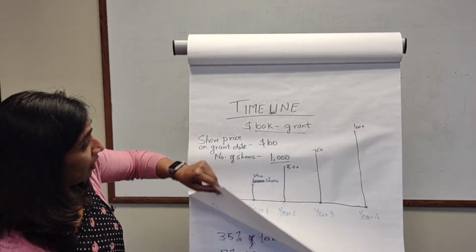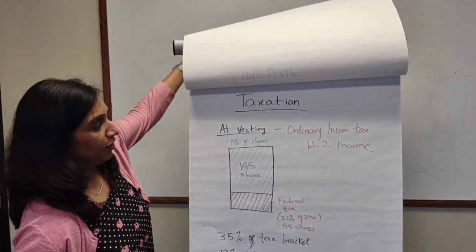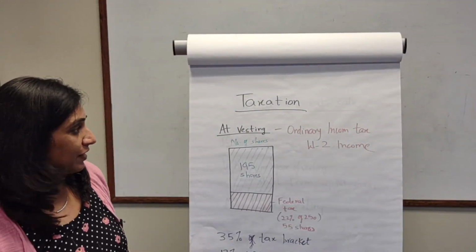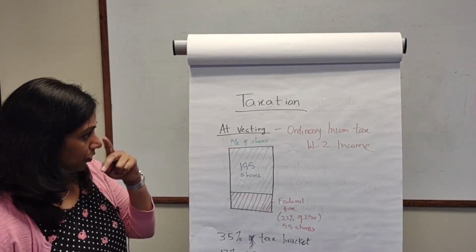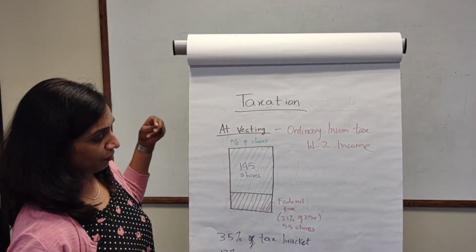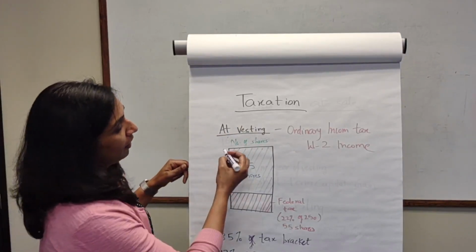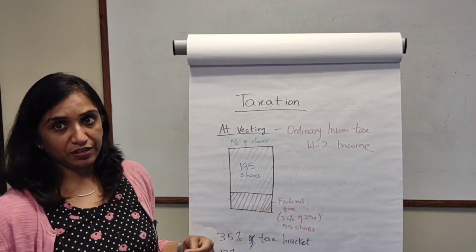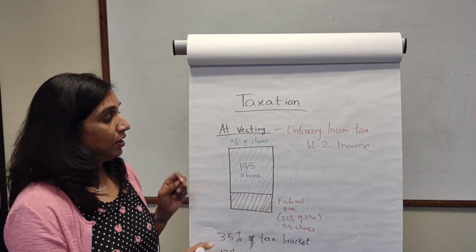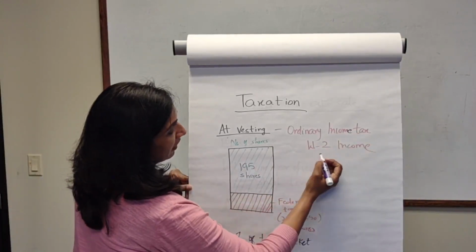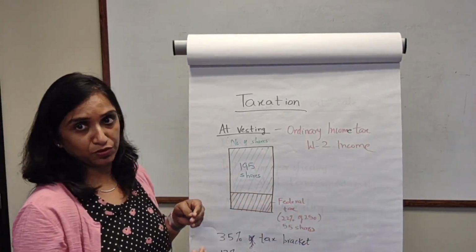Now let's see, a big question that we get on RSU is how will I be taxed? So let's see how the taxation works for RSUs. At vesting, and we are going to just continue our previous example, you get 250 shares, that is vesting. However, on vesting date, this is all ordinary income tax, and it is going to be treated like W-2 income.